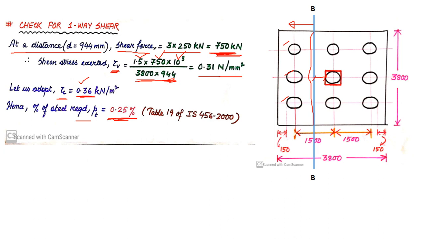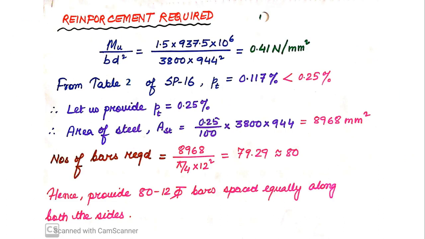Now let us look at the requirement of steel as per bending moment. For this we will be taking the help of SP16.